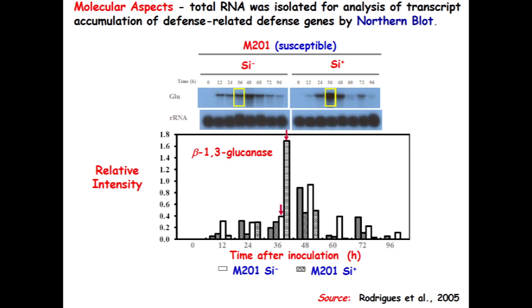We went further and did some work with RNA, with analysis of the transcript accumulation for defense-related genes using northern blot. M201 is a highly susceptible cultivar. It has no known major or minor genes for resistance. So there's silicon. It was a time course study, and at 36 hours, it was very strongly constitutively expressed for beta-1,3 glucanase. You can see it's about a 5-fold increase in the control versus where it was amended. Glucanase is very important because many fungi have glucan in their cell wall. So there's another defensive compound produced.